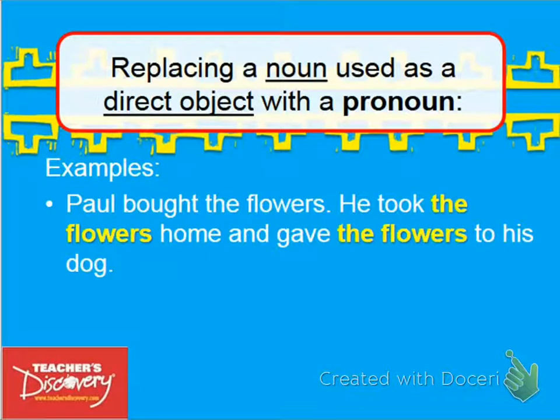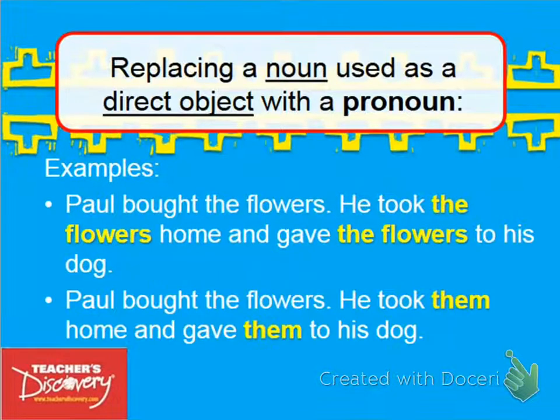For example, you're having a whole conversation. Paul brought the flowers. He took the flowers home. He gave the flowers to his dog. Flowers, flowers, flowers. If I don't want to say flowers, and I know we're talking about flowers, and there's a whole conversation about flowers, I'm just going to replace the word flowers with them. Then I know that them is referring to flowers. Okay? We commonly do this all the time in English.